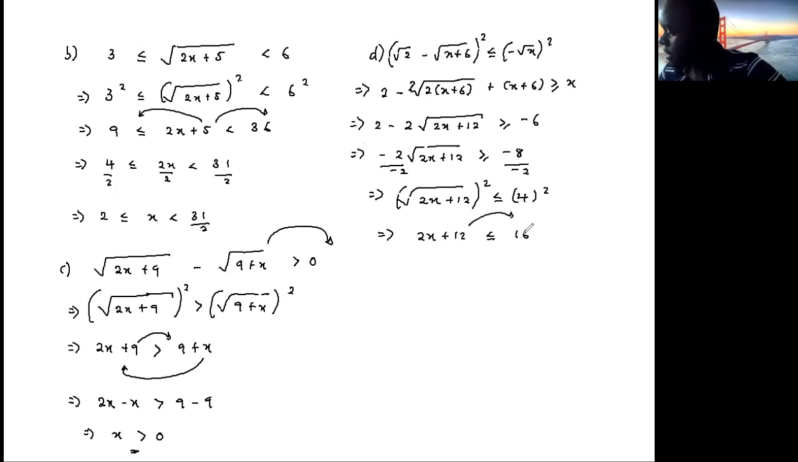So you can take 12 the other side, so that we have 2x is less or equal to 16 minus 12, we get 4. So if we divide by 2, x is less or equal to 2, and this is the solution set. So it's this, nice. So we do the last question on this part.